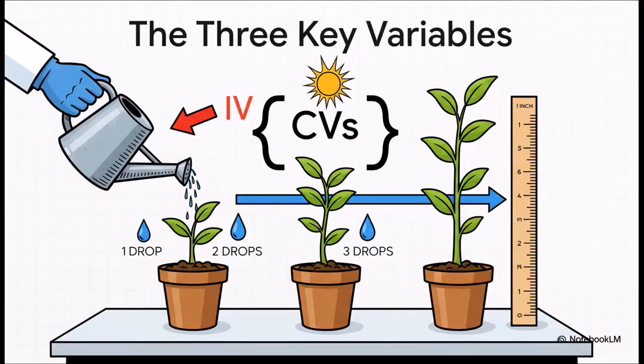Okay, so there are three main players you've got to know. First, the independent variable. That's the one thing you, the scientist, are going to change on purpose to see what happens. In this picture, it's the amount of water. Second is the dependent variable. That's what you measure. Its outcome depends on what you changed. So here, it's the plant's height. And finally, the super important controlled variables. That's everything else you have to keep exactly the same to make sure it's a fair test. Like the same soil, the same pot, the same amount of sunlight.